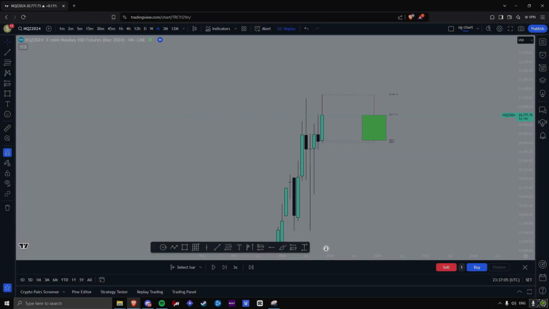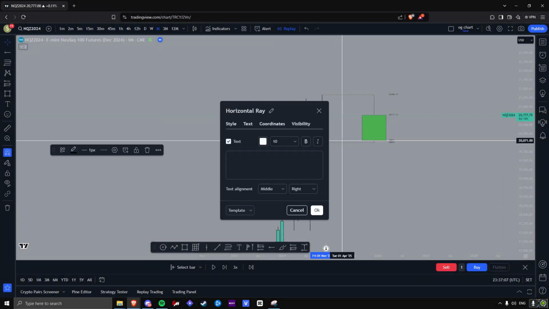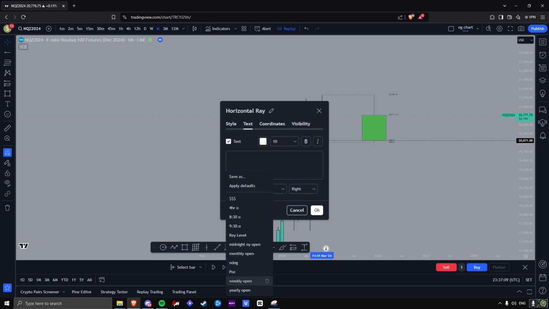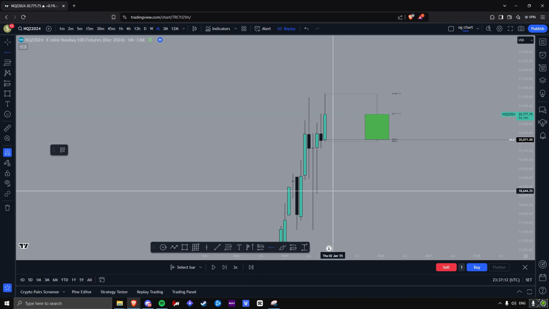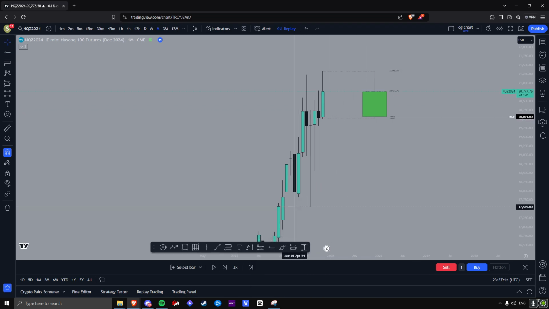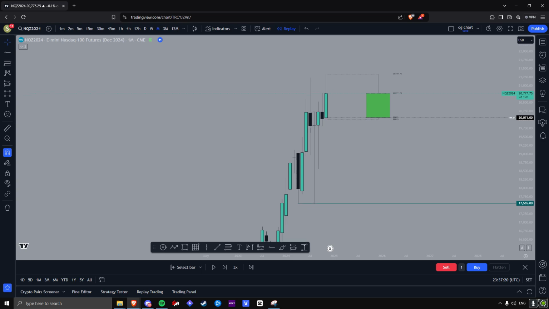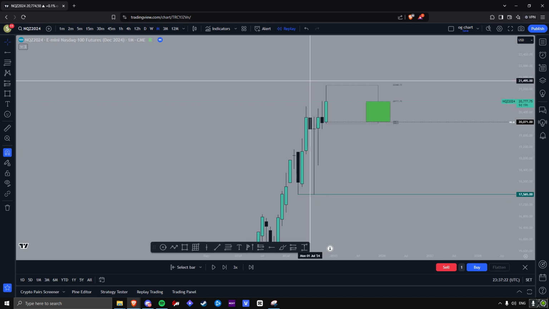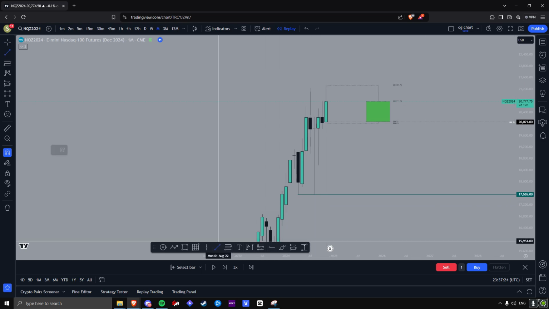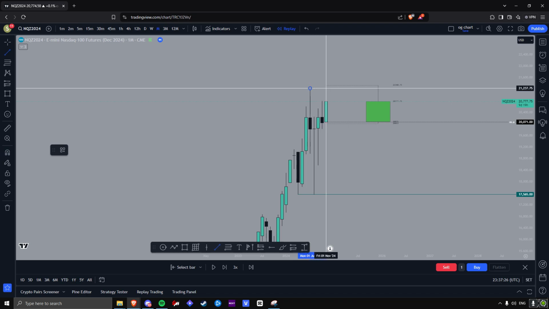Right, first of all, on the monthly, we always got to do the opens and mark swings. So, straight away, we have relatively equal lows down here. We'll mark that as liquidity. And obviously, this high was just taken.